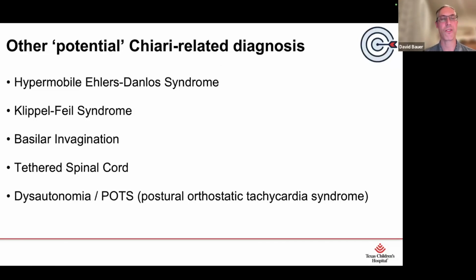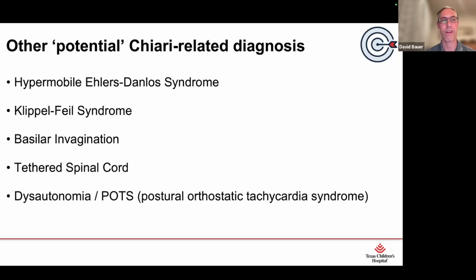So there are other potential Chiari-related diagnoses. There's an entity called hypermobile Ehlers-Danlos syndrome, which is a connective tissue disorder where patients have hypermobility of joints, and that just means the joints move more than in people without this syndrome. Klippel-Feil syndrome is congenital fusion of cervical vertebrae. So kids are born with fused vertebrae, and you can imagine this could add stress to the vertebrae around the fused vertebrae.